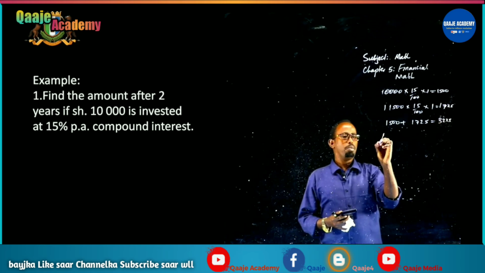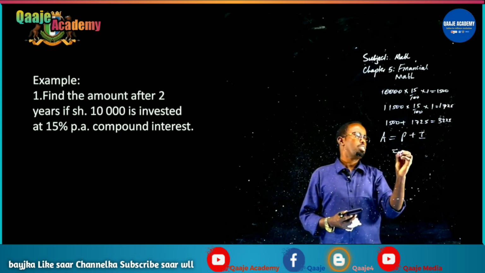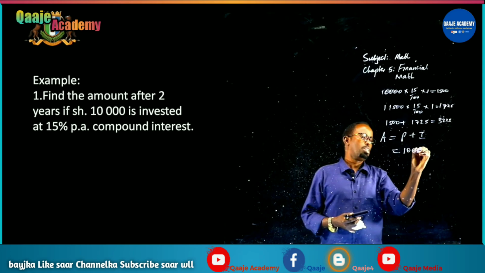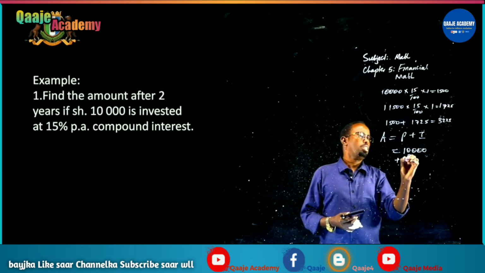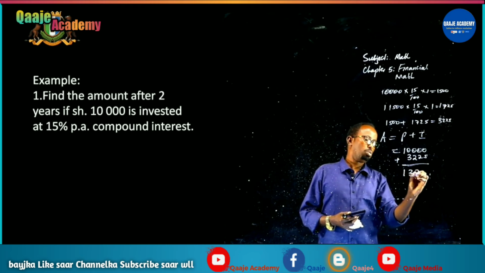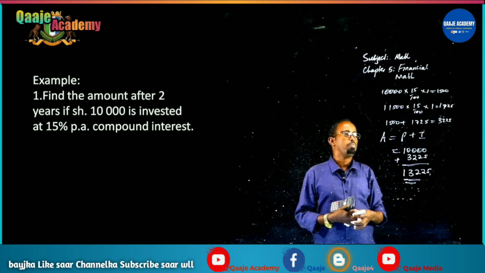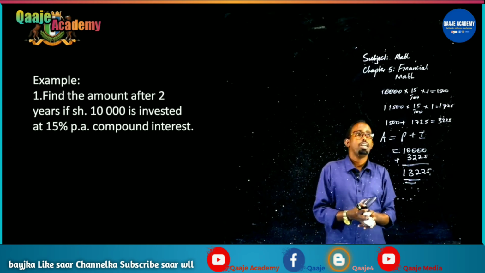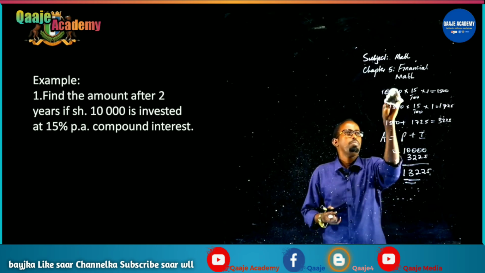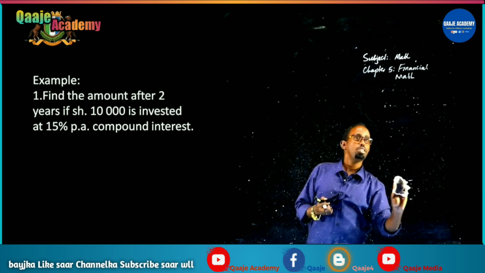3225. Amount is equal to principal plus interest. So this is 10,000 plus 3225, and then I got 13,225. So that is the amount using the step-by-step method and the general formula. 13,225.